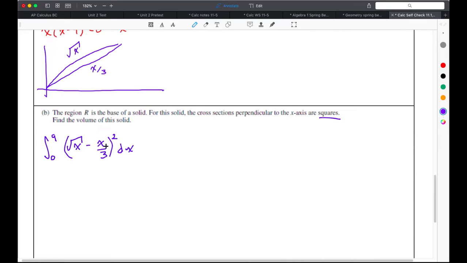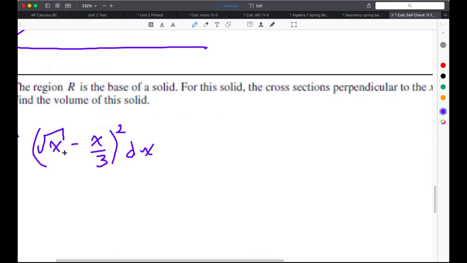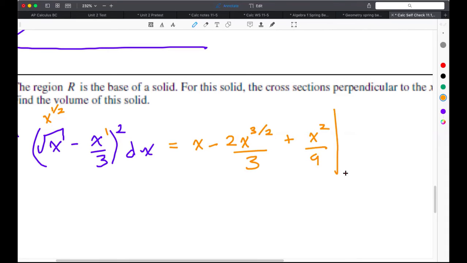Then we just have to do this. Again, you need to remember how to square the first, double the product, square the last. So squaring the first is going to be x. Doubling the product. Well, the product is normally x to the power of 3/2 over 3, negative. How do I get that? Well, this is x to the power of 1/2, and 1/2 plus 1 is 3/2, and then divided by 3. Doubling the product, boom, just add a 2 in front. And then squaring the last is going to be plus, because it's always plus. When I take a square, it's going to be x squared over 9. Evaluation bar between 0 and 9.